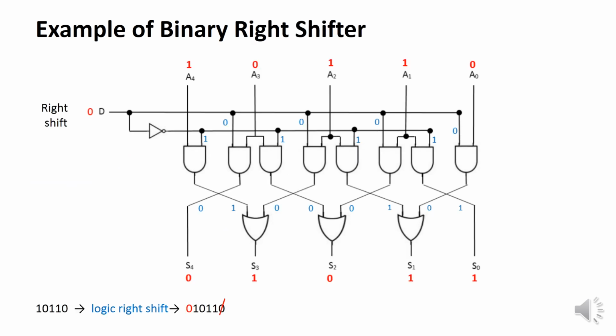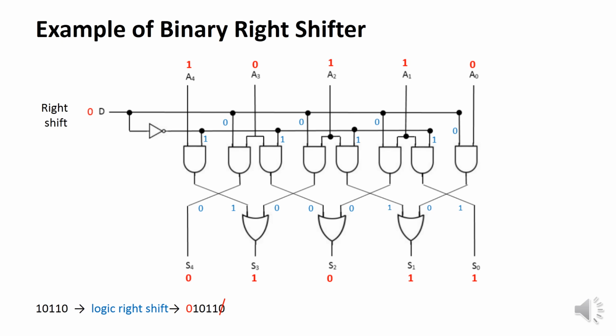Let's see with an example how the binary shifter works. The input number is 10110. If we put D equal to 0, this means we asked for a right shift. So the solution should be 01011. And effectively, the result given by the circuit is correct. In blue, you can follow in detail the binary logic of the circuit process.